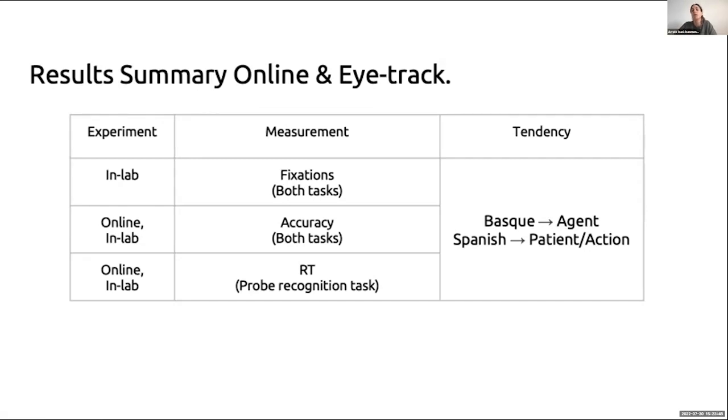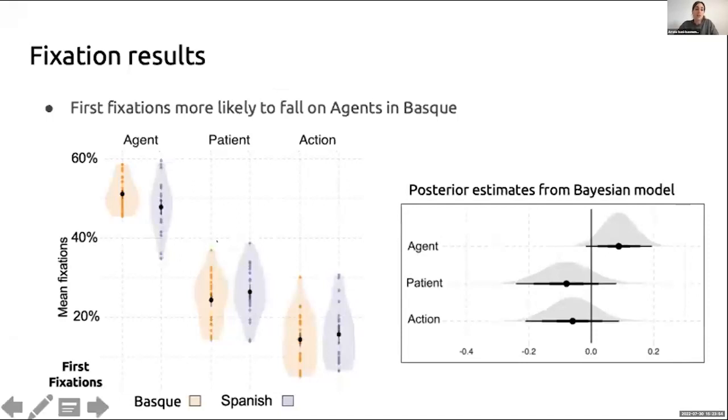And just as an example, I will show you now what the fixation results look like from the eye tracking experiment. So in this plot on the left, you can see first fixations to the event pictures, and these are grouped by agent, patient, and action. This is by the areas we had in the pictures, and they are also grouped by the language group. So in orange, you can see Basque, and in purple, Spanish. So there was a general tendency to look to agents first, and this was true for both Spanish and Basque speakers. But on top of that, fixations to event pictures were also more likely to fall on agents in Basque than in Spanish.